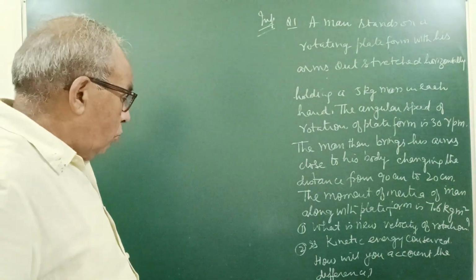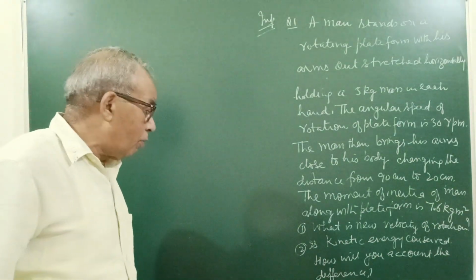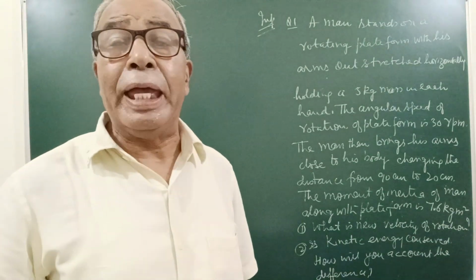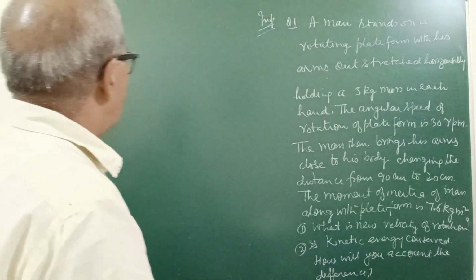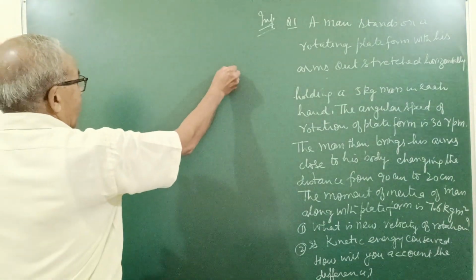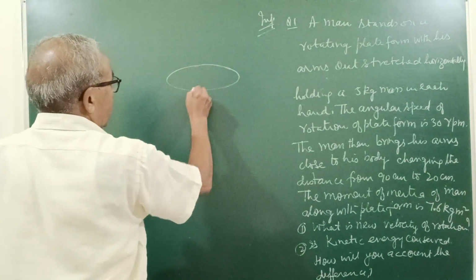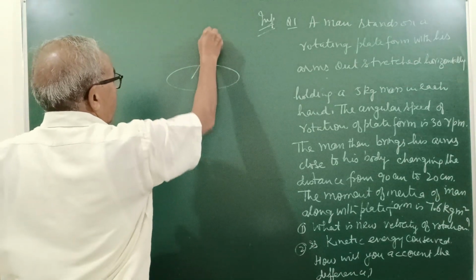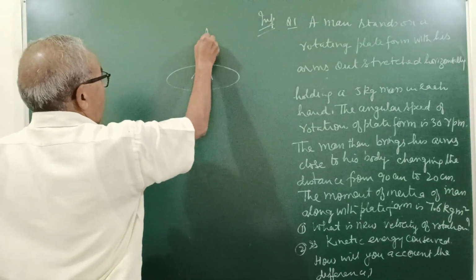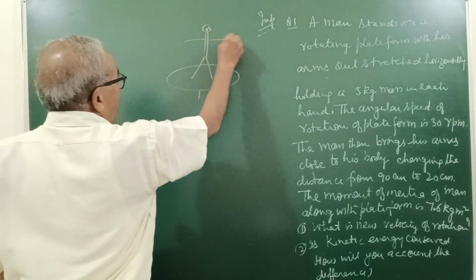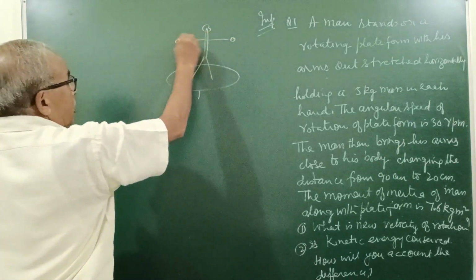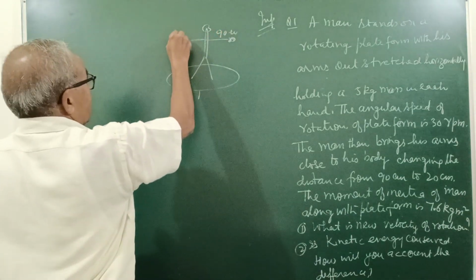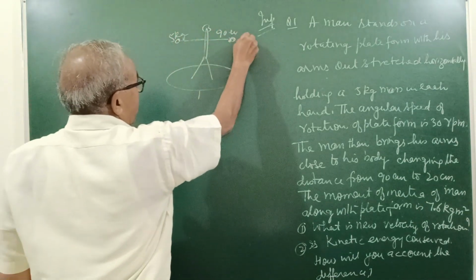And number 2: is the kinetic energy conserved? And if not conserved, then how do you account for the difference of the energy? I may explain with the help of a little diagram. There is a platform here, rotating, and here is a man standing on this platform, having his hands outstretched. Initial distance 90 centimeter. 5 kg this way, 5 kg here.